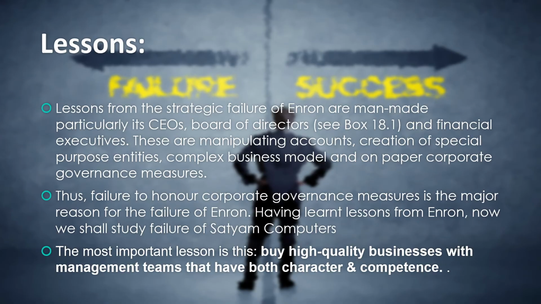So, lessons. The lessons from the strategic failures of Enron are man-made, particularly by CEOs, board of directors, and financial executives. These are manipulating accounts, creation of special purpose entities, the complex business model, and on-paper corporate governance measures. Thus, failure to honor corporate governance measures is the major reason for the failure of Enron. Having learned lessons from Enron, now we shall study failures of Satyam Computers.